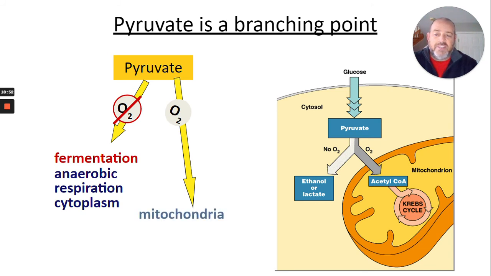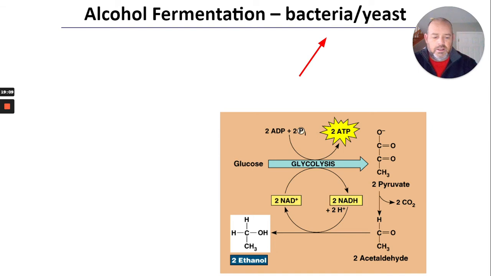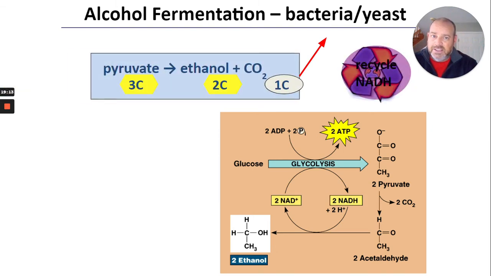If oxygen is available, then pyruvate's going to move into the mitochondria, and it's going to run the Krebs cycle, and it's going to go through aerobic respiration. You can see in the diagram to the right as well, there's that branching point there. And there's a couple different types of fermentation that we'll get into here. There is alcohol fermentation, which is only done by bacteria and yeast.